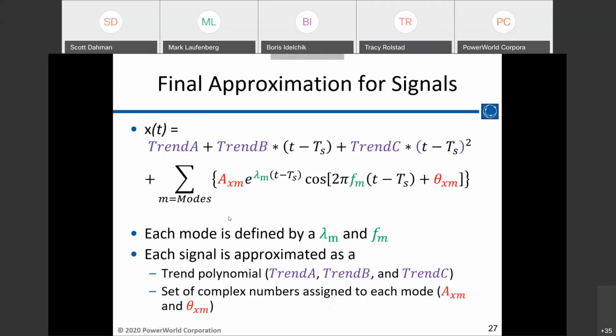So the final approximation for a signal is it has a trend polynomial. For the purposes of this presentation, we're always going to use a line. So the trend C and the trend A are both 0. And then, no, sorry, trend A is not 0. Trend C is always 0. So our final approximation for a signal is the trend line plus the summation of the modes. So the result of doing modal analysis will be to calculate a list of modes with a frequency and damping for each one. And then each signal will have a trend as well as a set of complex numbers that are assigned to the mode.